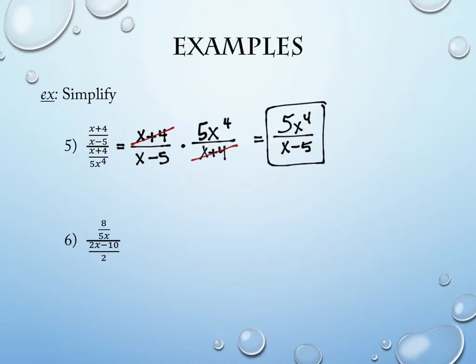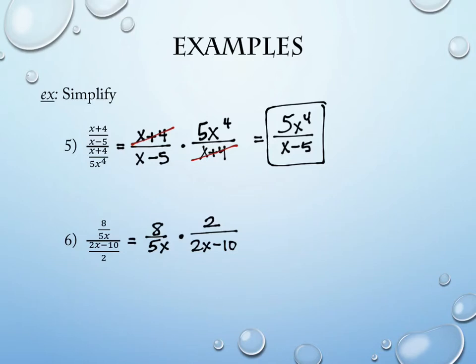We will multiply it by the reciprocal. So you're going to leave the 8 over 5x as is, and we'll multiply by the reciprocal of the denominator. So it's 2x minus 10 over 2. So now I have 2 over 2x minus 10.